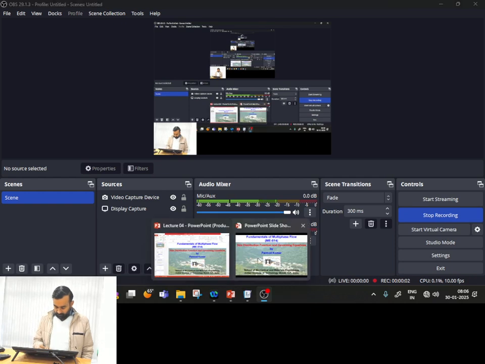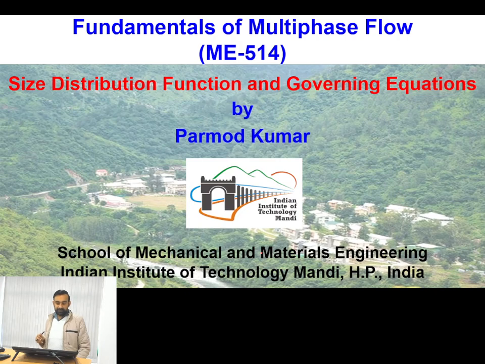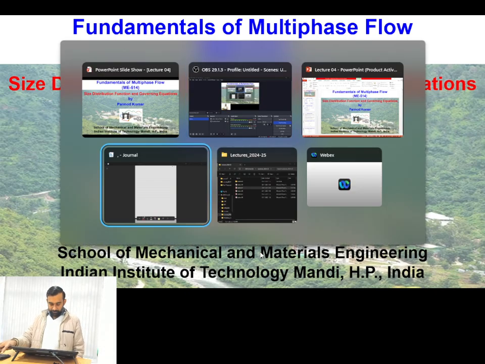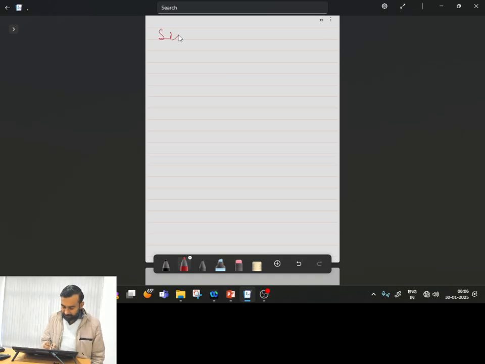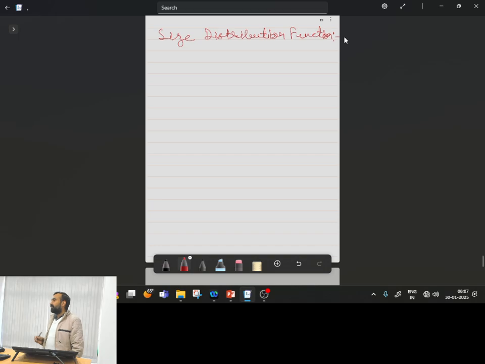Okay, good morning. So today we will start discussion on size distribution function and governing equations. I have given you a slight idea about the size distribution function in the previous class as well. Particularly, as I told you, if we deal with granular flows, where we have a lot of solid particles dispersed in the gaseous phase, or the other situation could be that air bubbles are dispersed in the liquid phase, or liquid droplets are dispersed in the gaseous phase.